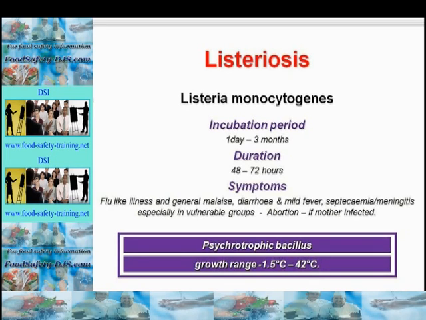This is a psychrotrophic bacillus. In other words, it grows quite easily at low temperatures. The growth range is between minus 1.5 degrees Celsius to 42 degrees Celsius. Other characteristics include it's gram-positive. The people most at risk are neonates, pregnant women, immunosuppressed persons, and the elderly. It tends to dominate other organisms at low temperatures.